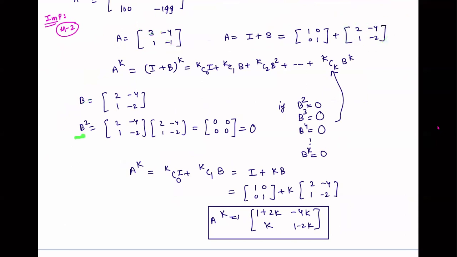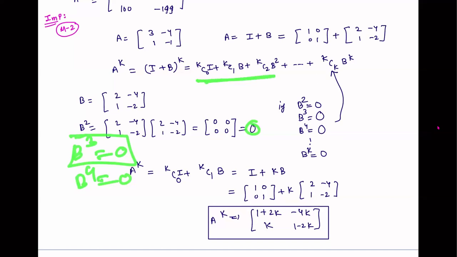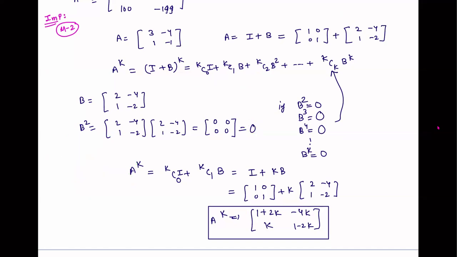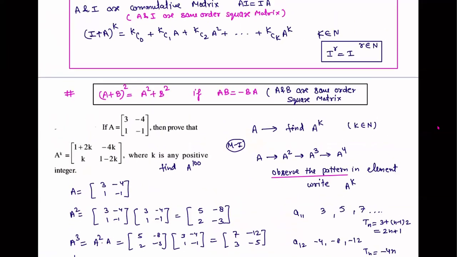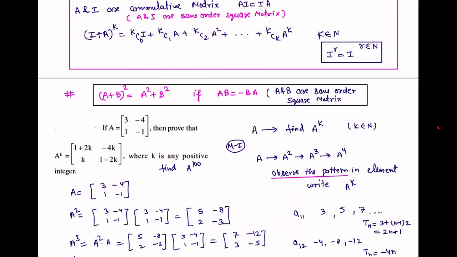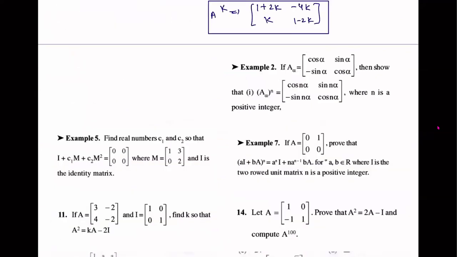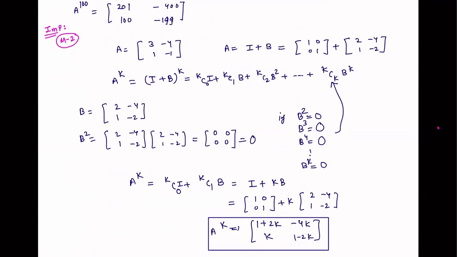So either B square is O, sometimes B power 3 is O, sometimes B power 4 is O. If B power 3 is O, then you need to take 3 elements. Am I correct? Yes, sir. Here you need to write I also, no? That identity one. Can you get the concept or not?